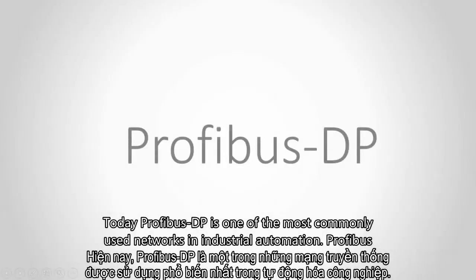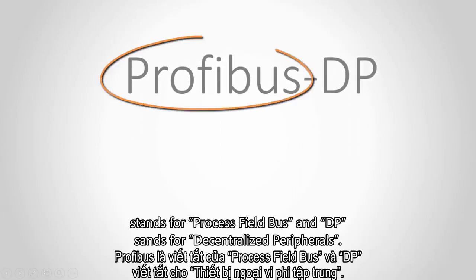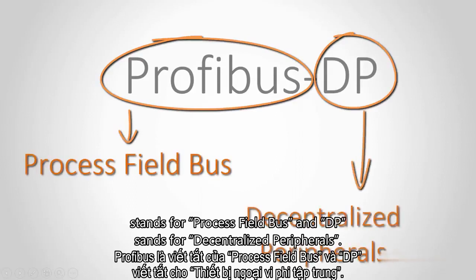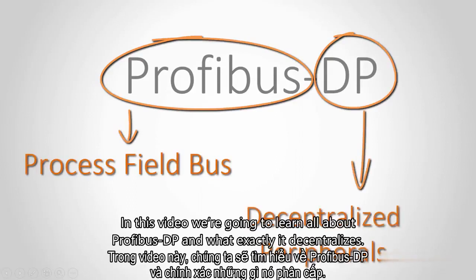Today, Profibus DP is one of the most commonly used networks in industrial automation. Profibus stands for Process Field Bus, and DP stands for Decentralized Peripherals. In this video, we're going to learn all about Profibus DP and what exactly it decentralizes.